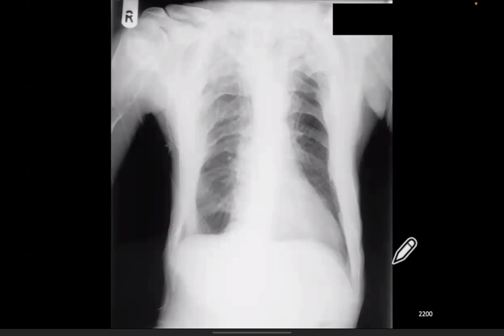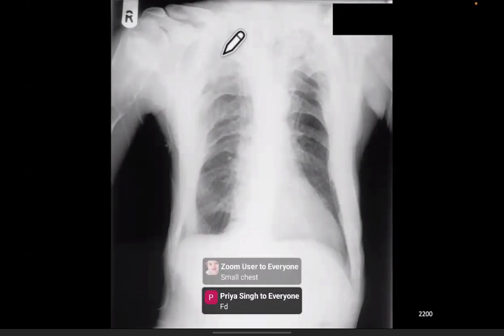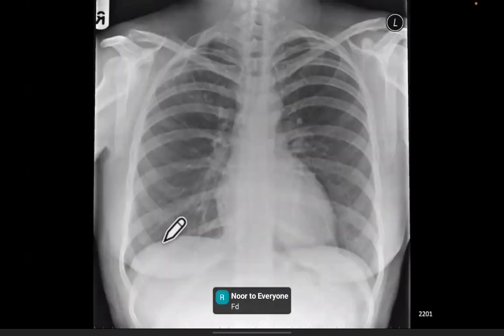Diagnosis? Fibrous dysplasia. Yeah, absolutely right. So we've got this ground glass change, we've got these unusual ribs, and this is fibrous dysplasia.